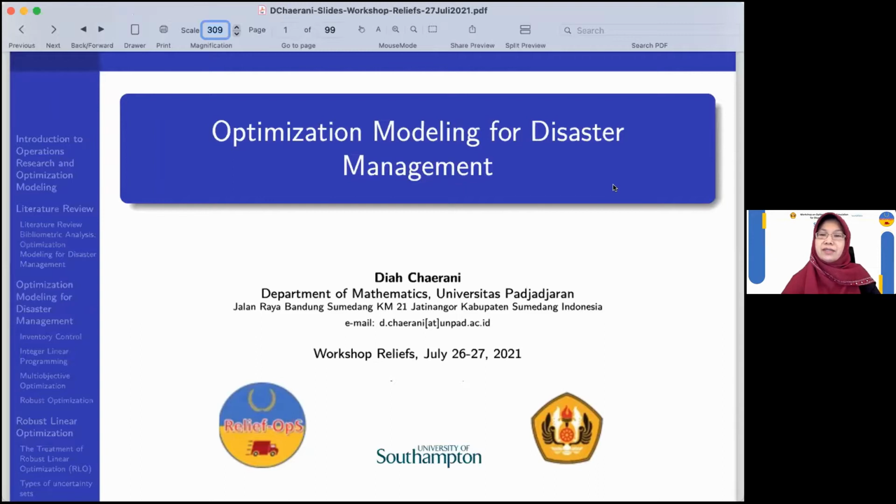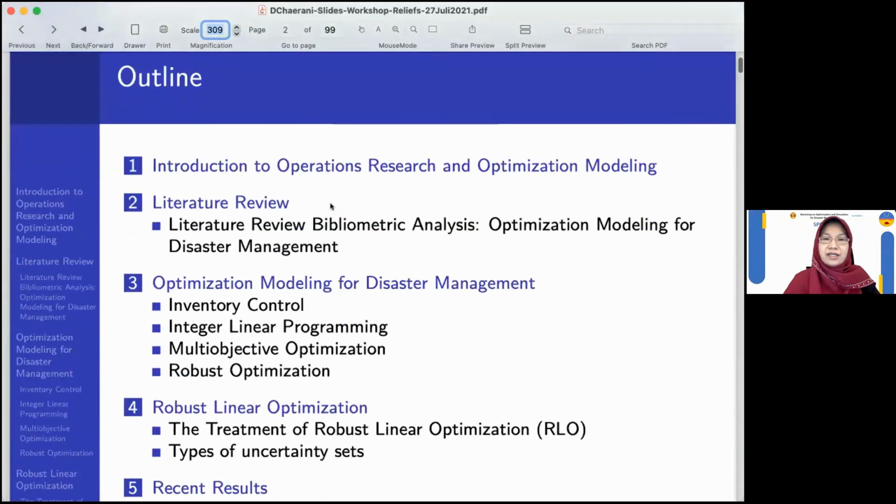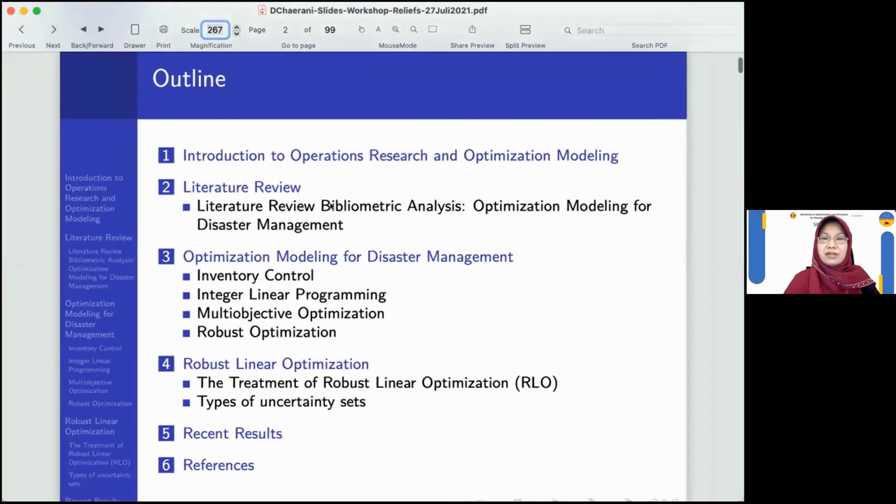So allow me to introduce my name. My name is Diah Chaerani. I am now working at the Department of Mathematics, University of Padjadjaran, and in my daily activities, I have a research interest in optimizations modeling. So, ladies and gentlemen, today I would like to share.